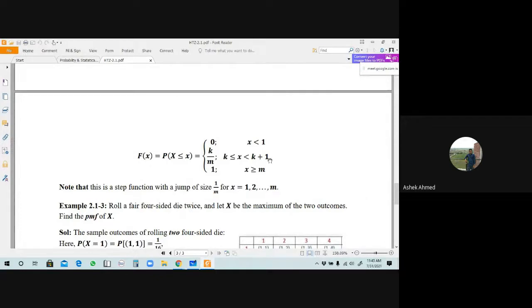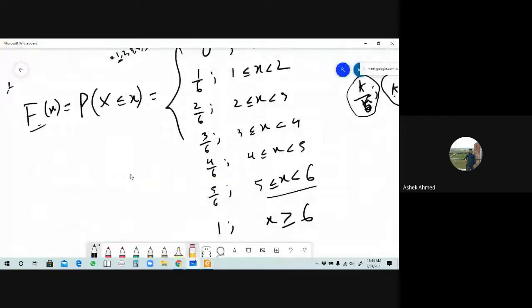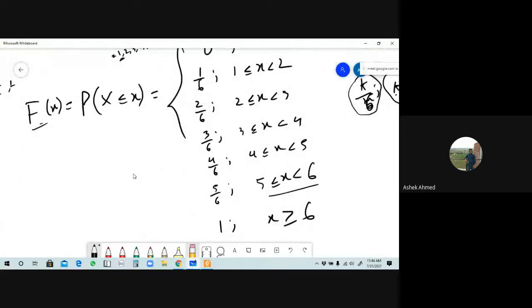Now we will sketch this figure. From this case, tell me, the x-axis represents the values of x here and the y-axis will be the values of capital F of x. That means this represents the CDF. Let us define 1, 2, 3, 4, 5 and 6 on the axes.